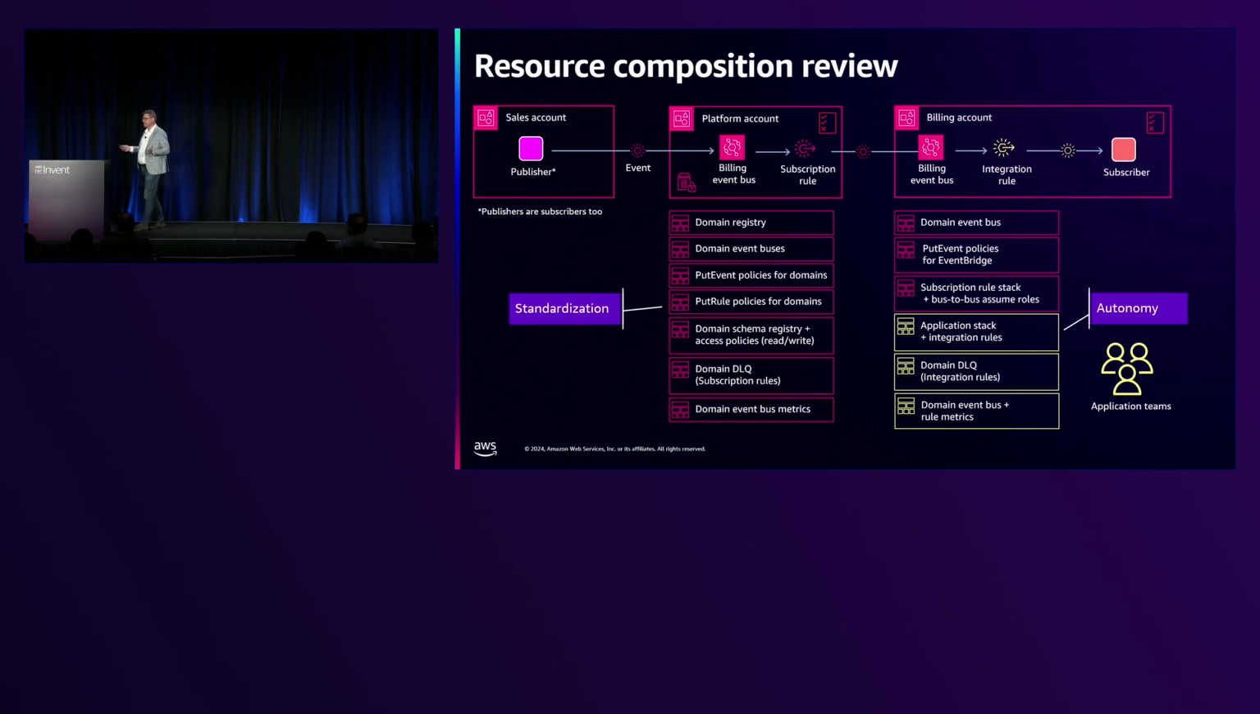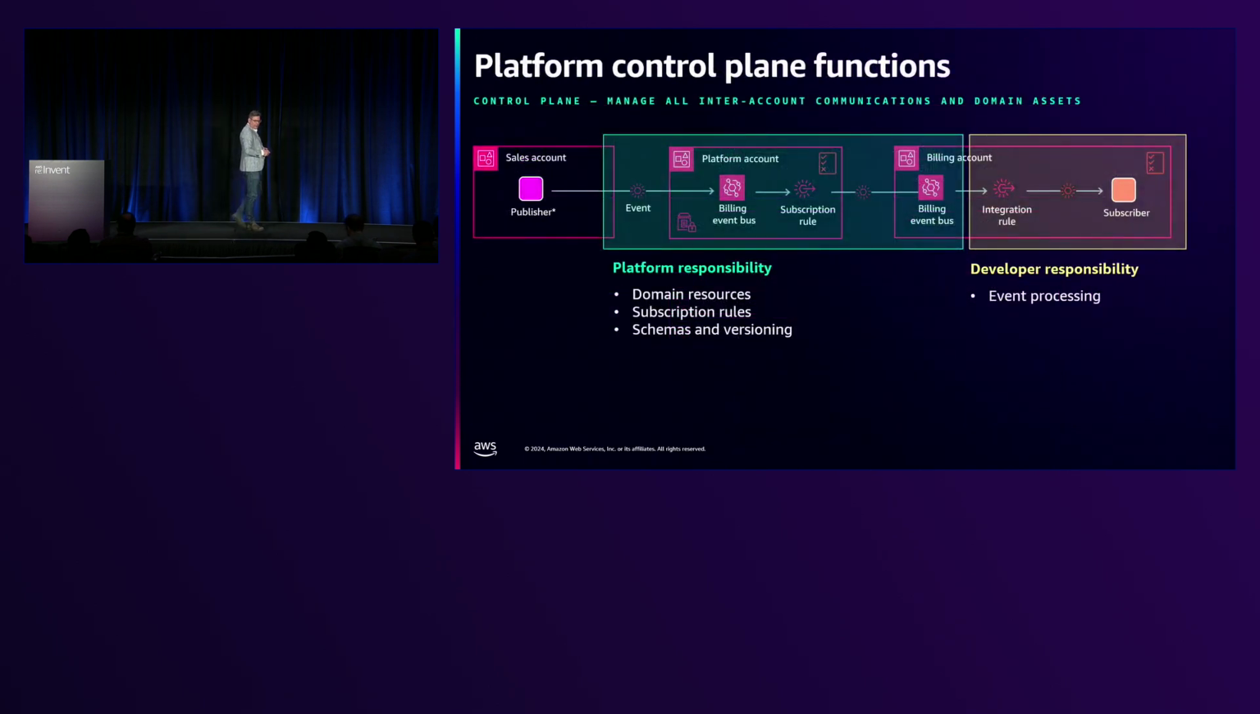All the application teams now need to do is understand how to define the integration rules that they need to process the events and manage the dead letter queue configurations, as well as some of the metrics potentially. And so we have now this idea of a segregated responsibility where our platform teams are managing all of the domain resources and subscription rules and helping us deal with schemas and versioning evolution.